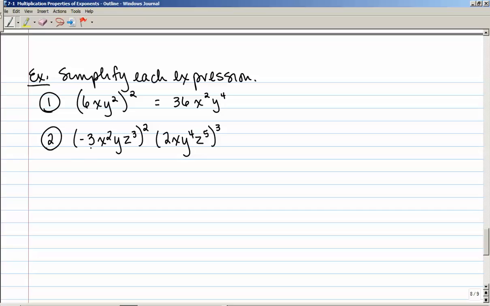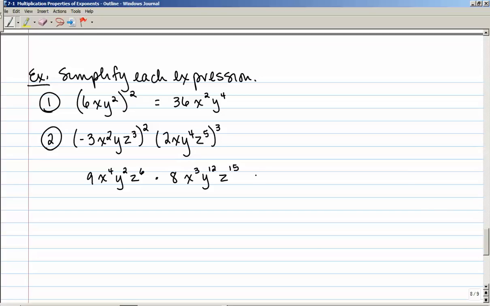Number 2, negative 3x squared y z cubed, whole thing squared, times 2x y to the fourth, z to the fifth, whole thing cubed. So I'm going to do each one of these separately. So negative 3 squared gives me a 9. X squared squared gives me x to the fourth. Y squared, z to the third squared, z to the sixth. Now I'm going to multiply that by this expression simplified. So 2 to the third power is 8. X to the third. Y to the fourth to the third power is y to the 12th. 4 times 3 is 12. Z to the fifth to the third power is z to the 15th.